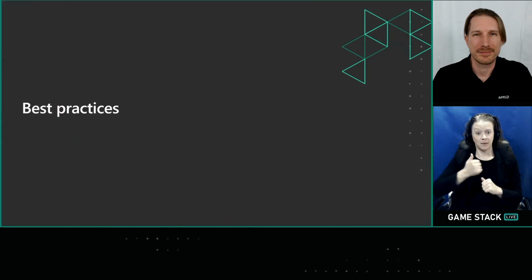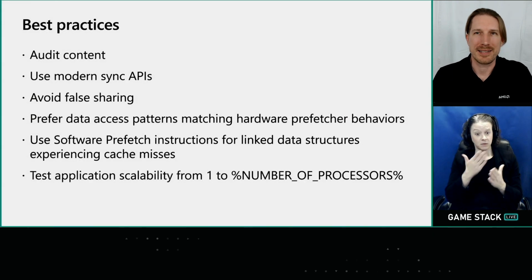Best practices. Some best practices include audit content, use modern sync APIs, avoid false sharing, prefer data access patterns matching hardware prefetchers, use software prefetch instructions for linked data structures experiencing cache misses, and test application scalability from 1 to the number of logical processors.